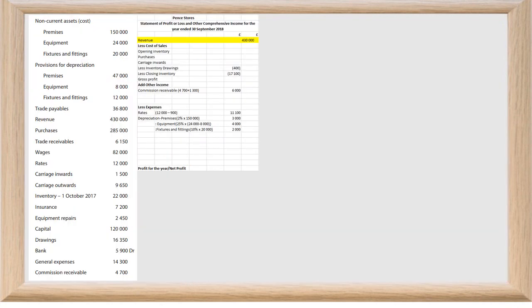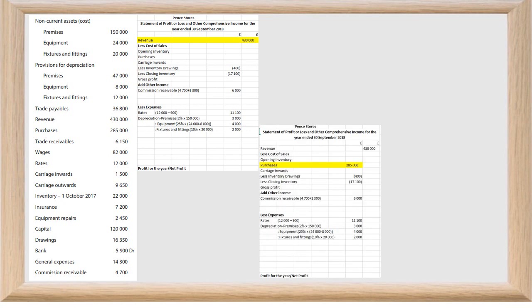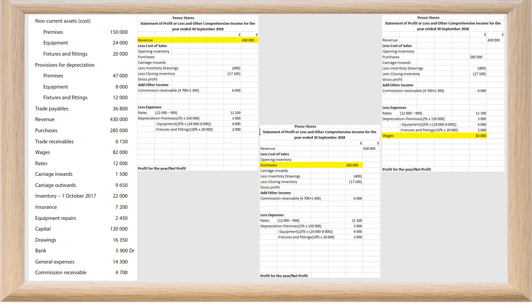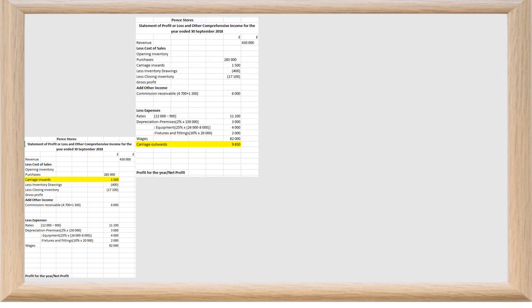Now you should enter the balances given before the additional information, into the income statement. In this case, mark out the ones that are entered in the income statement or SOCI. They include all income and expenses which we have not entered before. Purchases are recorded under cost of sales, wages, which is recorded under expenses. Next is carriage inwards, which is recorded under cost of sales. Next is carriage outwards, which is recorded under expenses.